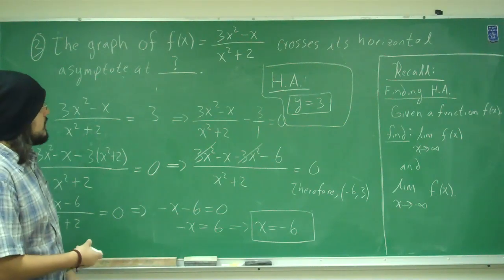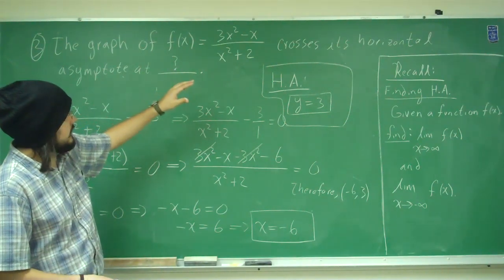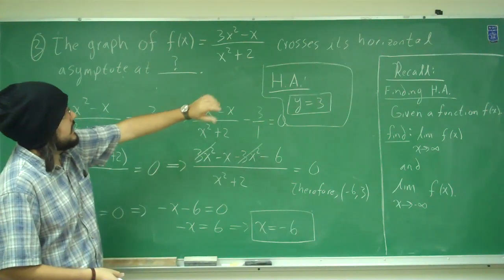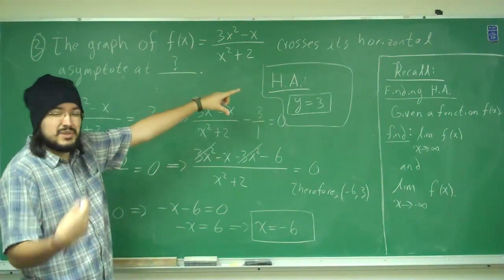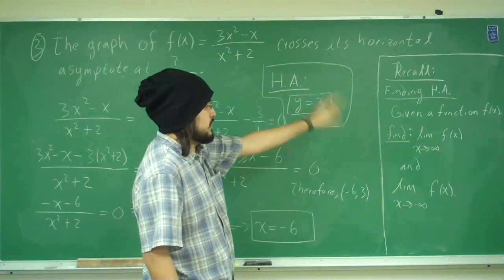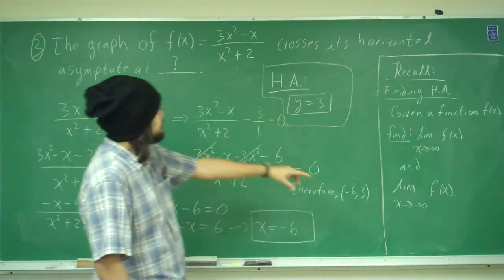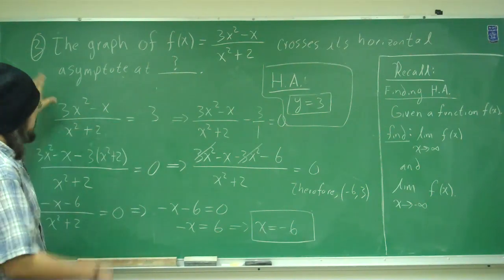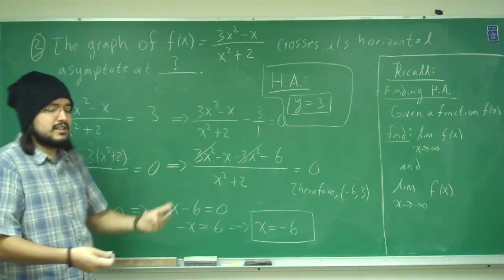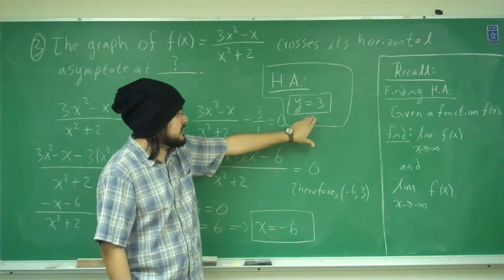Alright, so a little recap. We want to find the x value that crosses the horizontal asymptote. First we need to find the horizontal asymptote, but remember, to find the horizontal asymptote, we need to take the limit as x approaches infinity and as x approaches -infinity of that function. I took the limit as it went to infinity, and I took the limit as it went to -infinity, and I obtained that the only horizontal asymptote was y equals 3.